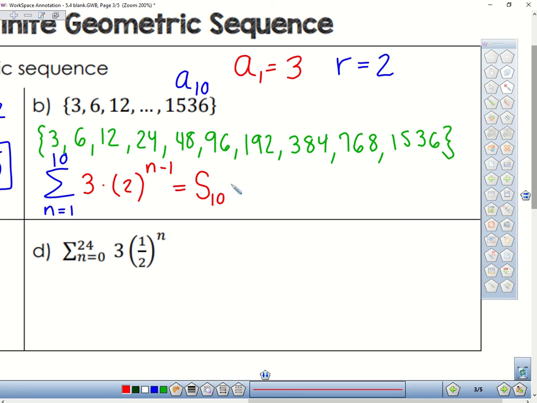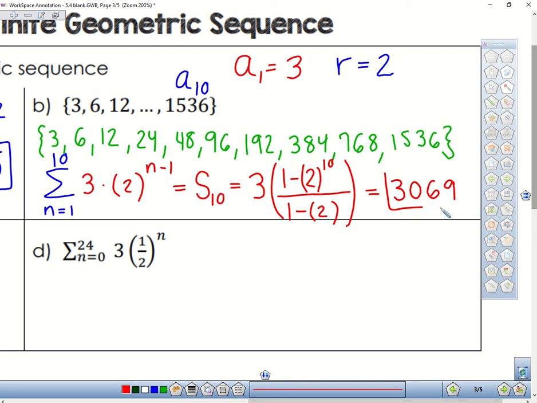But we now want to calculate the actual sum, so we're going to use the sum formula, which is S sub 10, so we're looking for the sum of the first 10 terms. And that's going to be 3 times 1 minus 2 to the 10th power over 1 minus 2, like that. And if you do this math in the calculator, you would get 3,069. You can check that if you want, but that's what you would get if you do this in the calculator. So just make sure you practice how to type this in.